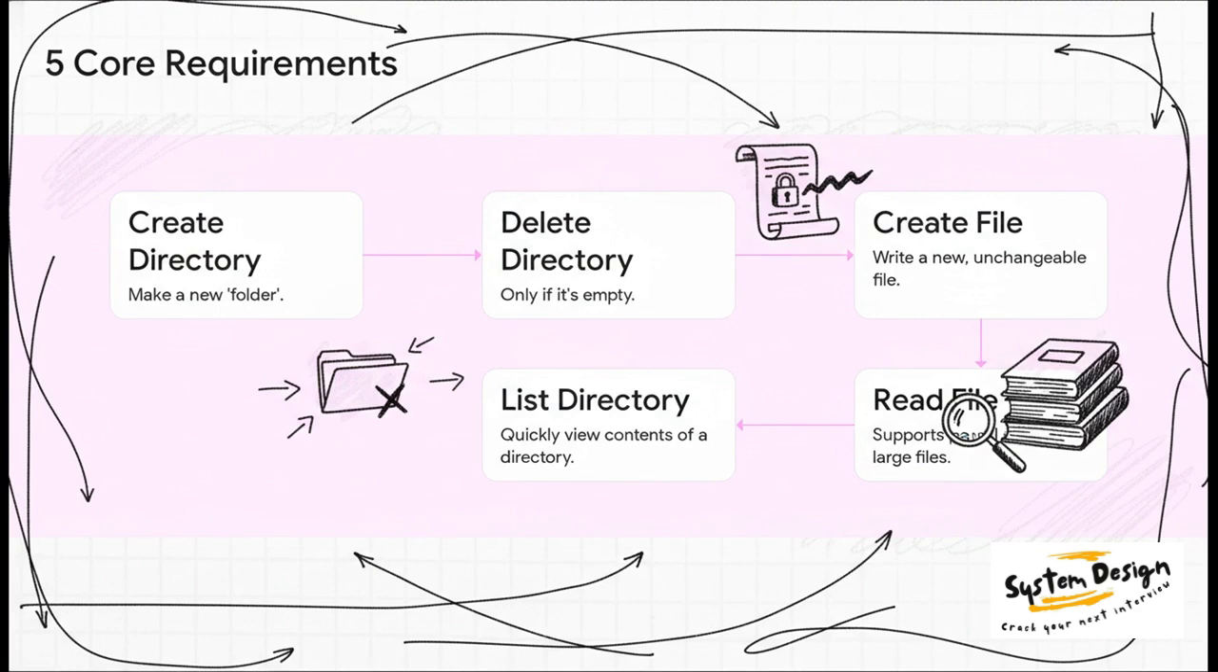But pay super close attention to the details here. Like, we can only delete a directory if it's totally empty. And this next one is huge. Files are immutable. That means once you write a file, you can never, ever change it. That one decision right there is probably the most important one we're going to make. It's going to make our lives so much easier and simplify huge parts of the system, as you'll see in a minute.